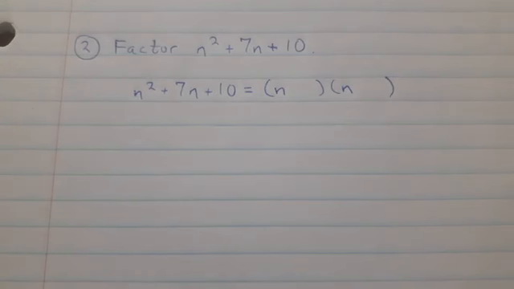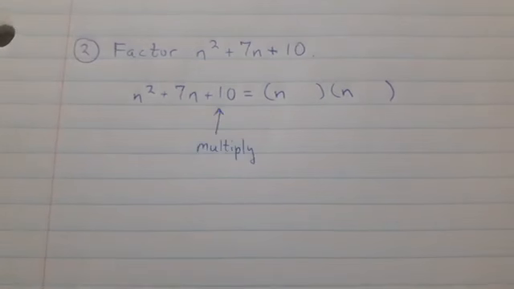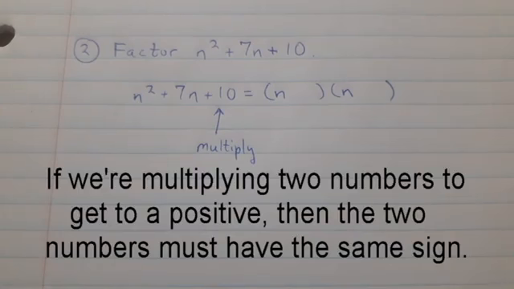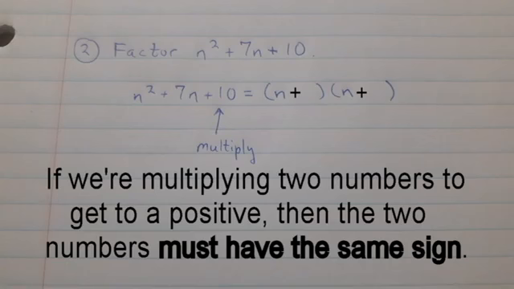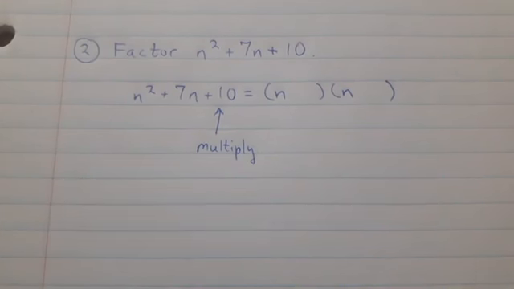And now it's time to figure out what our signs need to be. The first clue I look at is the sign of the third term, what we're trying to multiply to get to. We can see we're trying to multiply to get to a positive 10. If we're multiplying two numbers to get to a positive, then the two numbers must have the same sign. They're either going to be both positive or both negative. And that makes sense because a positive times a positive is a positive, and a negative times a negative is also a positive. The way we decide whether they're both positive or both negative is by looking at the sign of the second term, what we're trying to combine to get to. Since we need to combine to get to a positive number, a positive 7, the signs in our answer will both be positive.